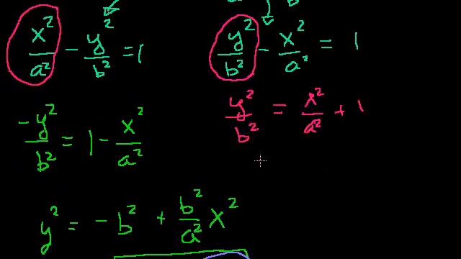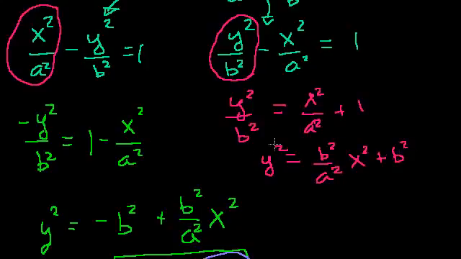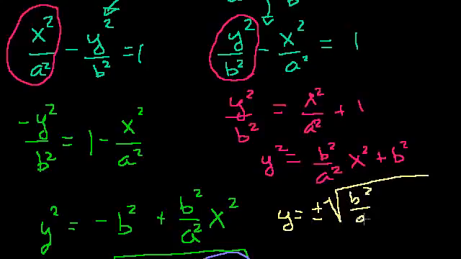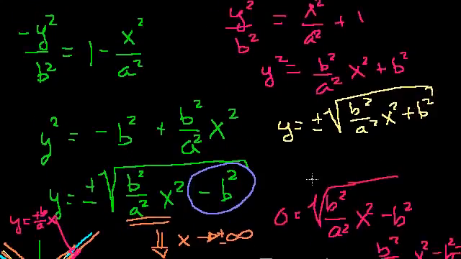Multiply both sides by b squared. Y squared is equal to b squared over a squared x squared plus b squared. Got to distribute the b squared. Now take the square root. I'll switch colors for that. So y is equal to the plus or minus square root of b squared over a squared x squared plus b squared. And then once again, I've run out of space.